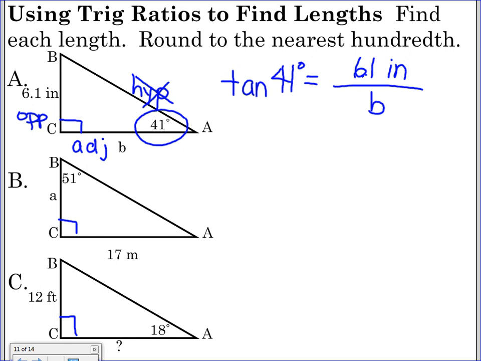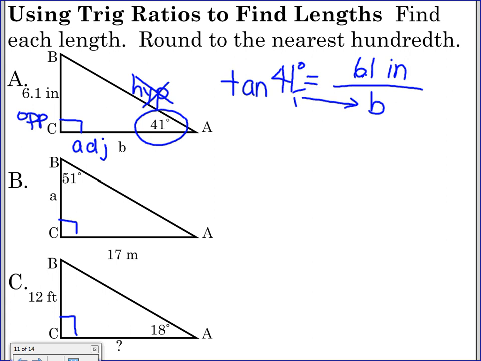Okay, now, we could go through all the steps of how we solve for B since B is in the denominator, and it would make this problem kind of lengthy. I'm going to teach you a shortcut. If you're asked to solve for the denominator of your ratio, we're going to flip the denominator and the tangent of the angle. So we'd rewrite it like this.